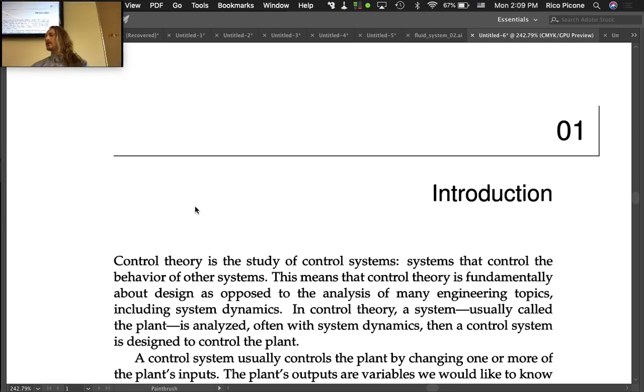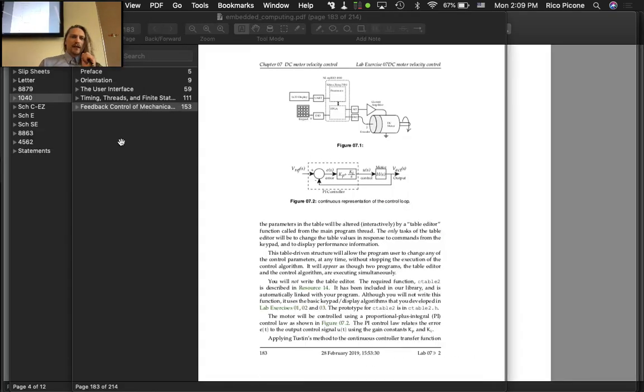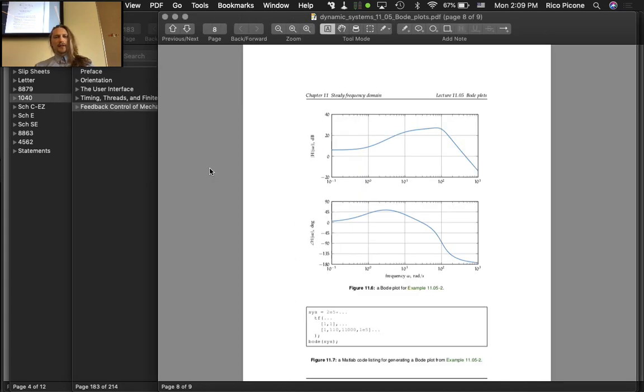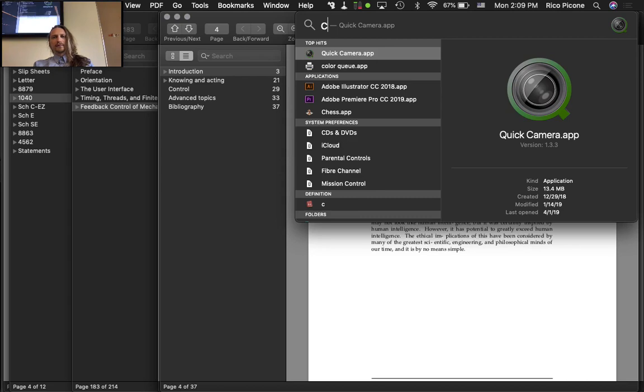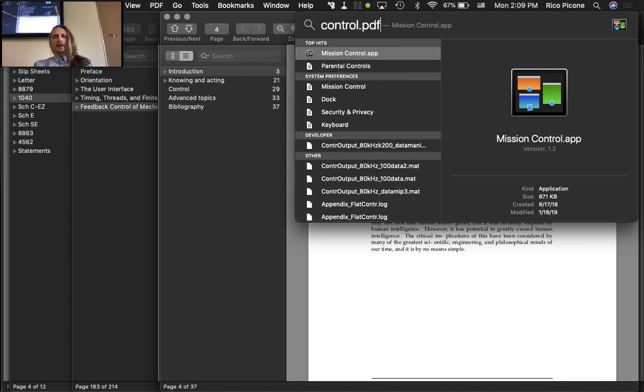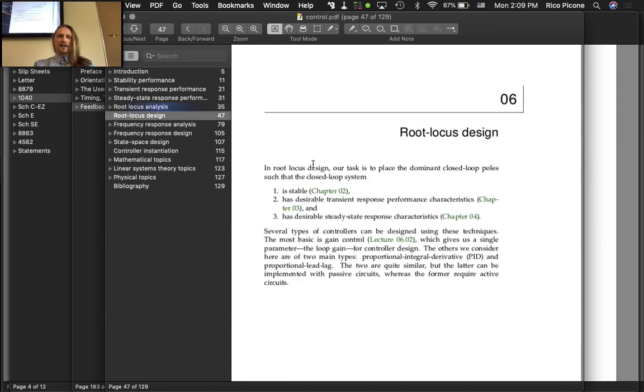If you do go on to do Control 1 as an elective or as a grad course in the fall, then you will, or not, yeah, in the fall it's being offered. Then you will use the rest of this text too. But for now, you only need through chapter 6. Oh, goodness. Control.pdf. Yeah. Okay. Through chapter 6. I was right. Good.